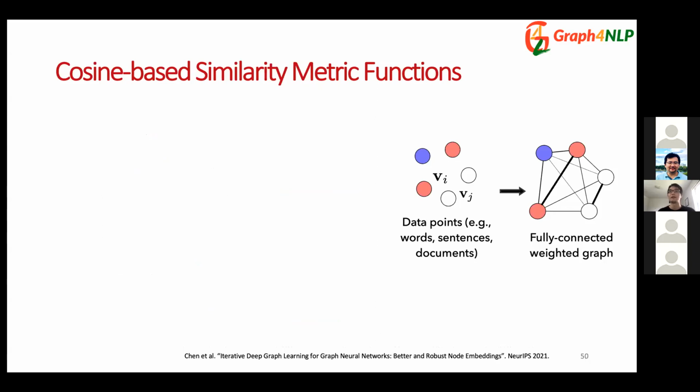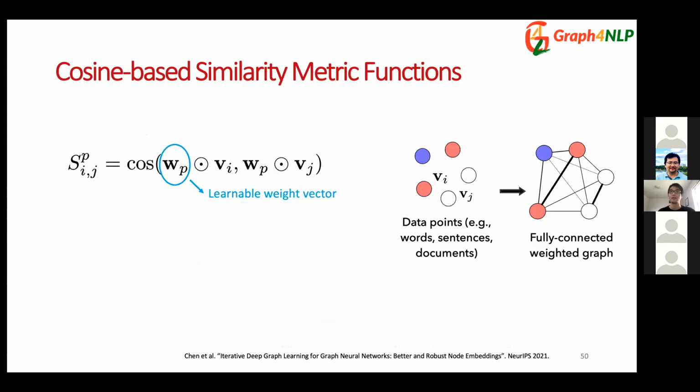Let's see an example of cosine-based metric function. Here, W_p is a weight vector associated with the p-th perspective and has the same dimension as the node embeddings. Intuitively, S_ij^p computes the pairwise cosine similarity for the p-th perspective, where each perspective considers one part of the semantics captured in the node embedding. One can average multi-head similarity scores to increase the learning power of the metric. This is similar to the idea of multi-head attention in the transformer models.